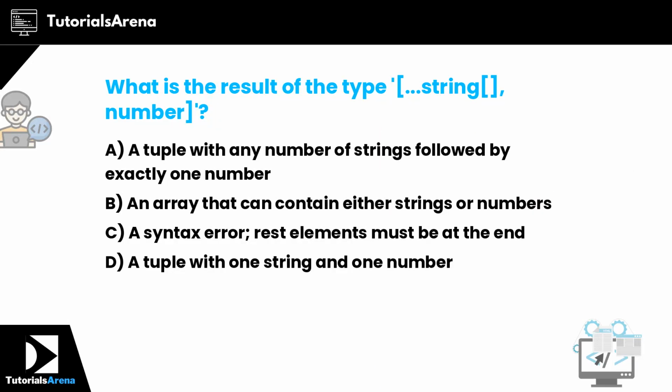What is the result of the type [...string[], number]? The correct answer is option A, a tuple with any number of strings followed by exactly one number.